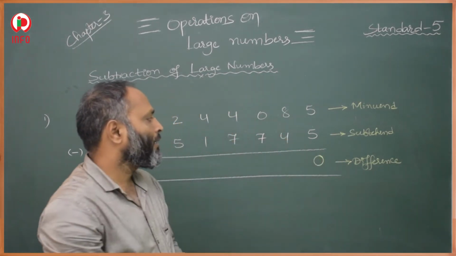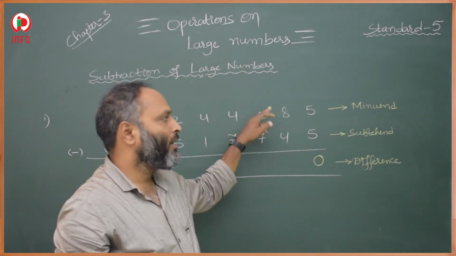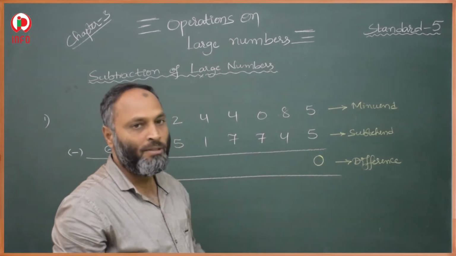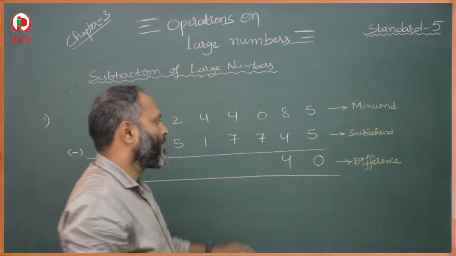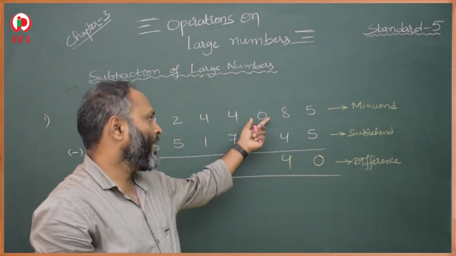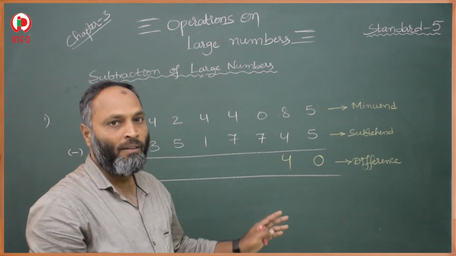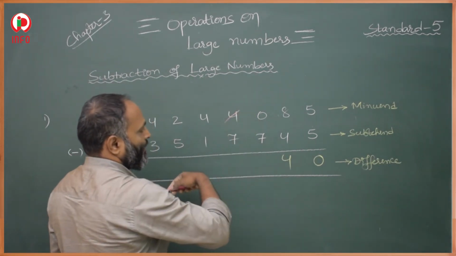This is the bigger number: the minuend is bigger and the subtrahend is smaller, so there is no need to borrow. So 8 minus 4 is 4. Here, 0 is the minuend and this is the subtrahend. Whenever the minuend is less, we take a borrow from the next place value.